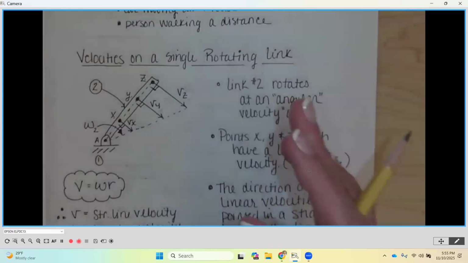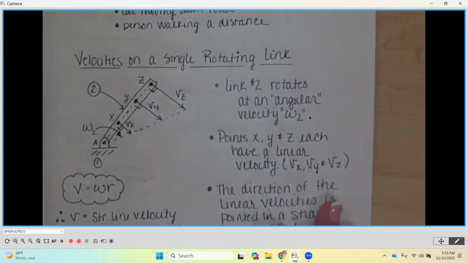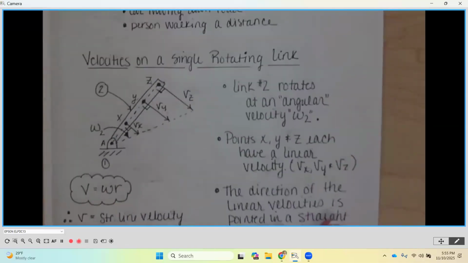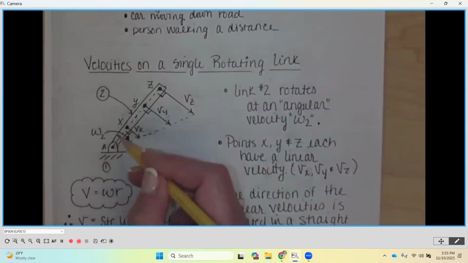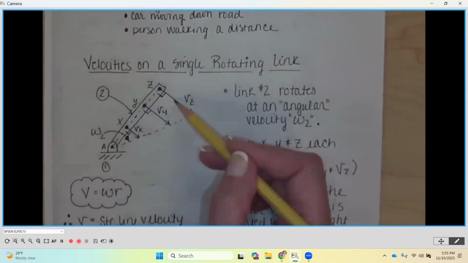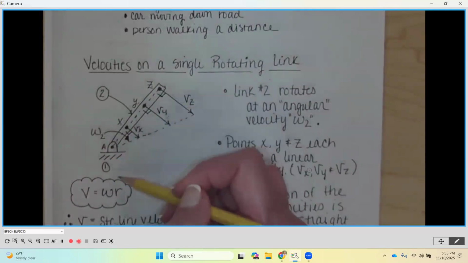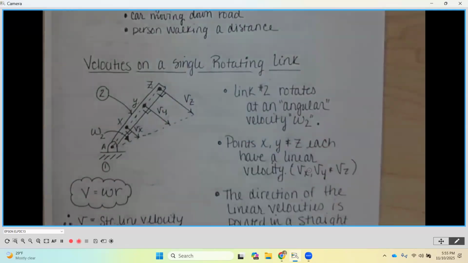Now, a vector, as we know, is fully defined through magnitude. So we would calculate its magnitude, and we'll find out how to do that here. That's this relationship. We'll use it in a little bit. So we can calculate the magnitude, but we also have to know direction. And that direction is going to be determined by, number one, the direction of rotation of that rotating link. So this velocity for each one of these points on that link that is rotating in a clockwise direction, those straight line velocities have to be consistent with that rotation.